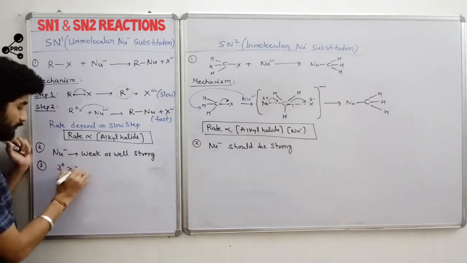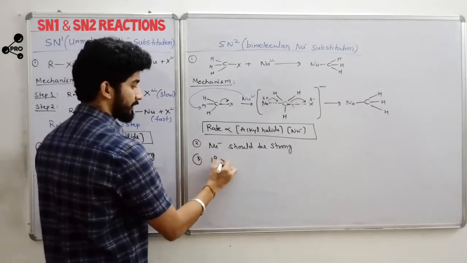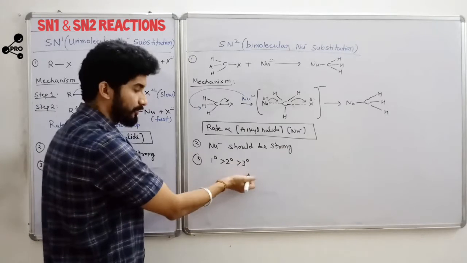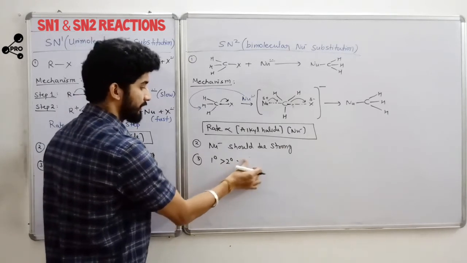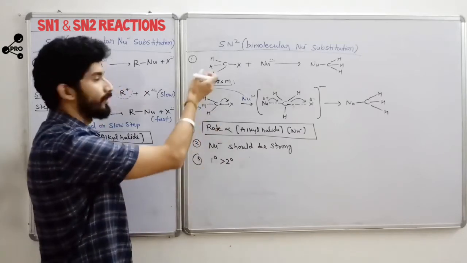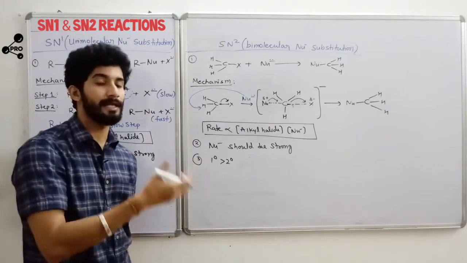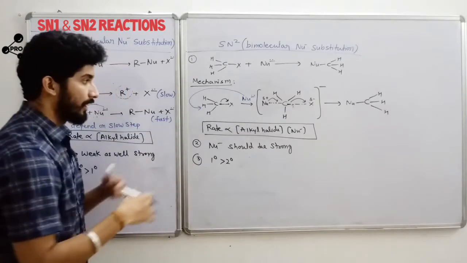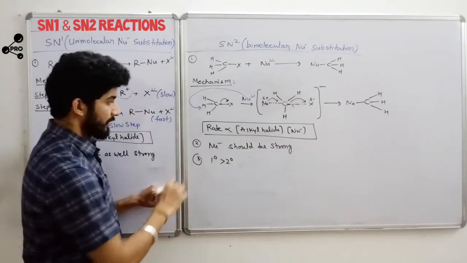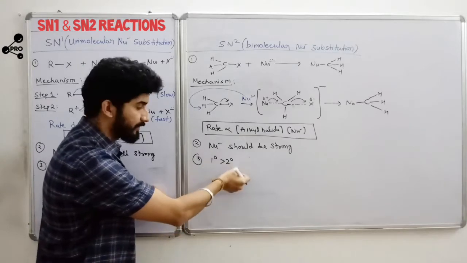Third, if we talk about the rate, definitely a 3 degree alkyl halide will be more reactive than 2 degree, than 1 degree, in SN1. And in SN2, 1 degree is more reactive than 2 degree. Although 3 degree is not possible, writing 1 degree and 2 degree is the better thing here, because 3 degree is not possible for SN2 reactions. If there is a 3 degree, other reactions like elimination reactions occur. I will tell you in later sessions. So in this case, 1 degree is more favorable than 2 degree.